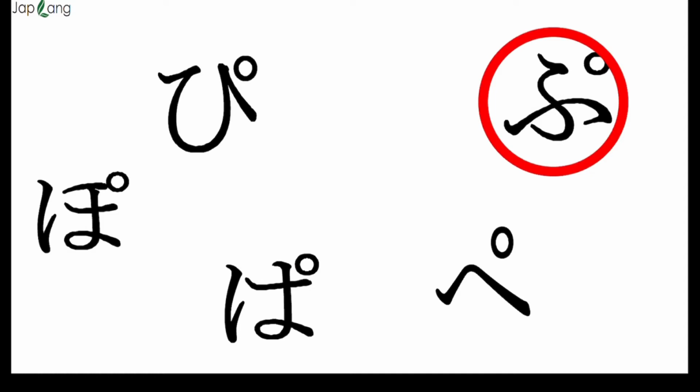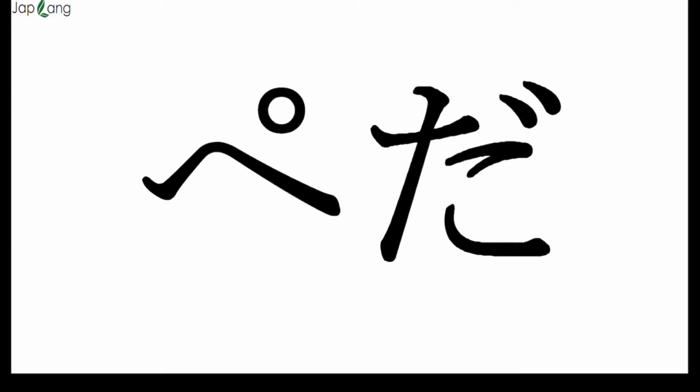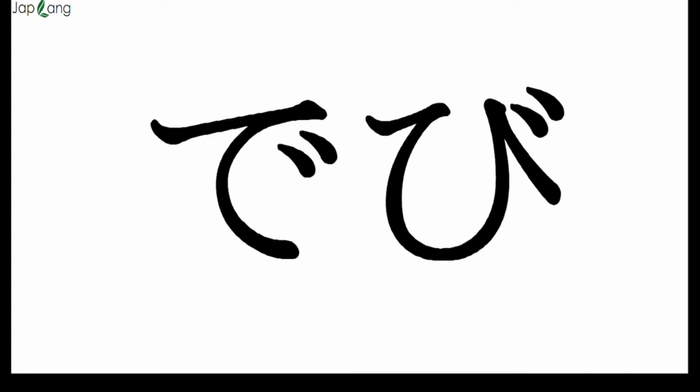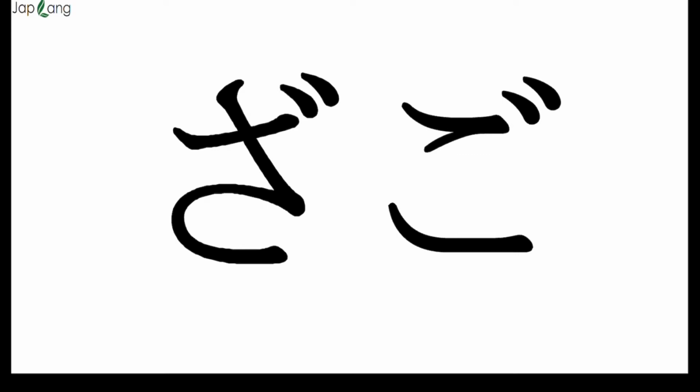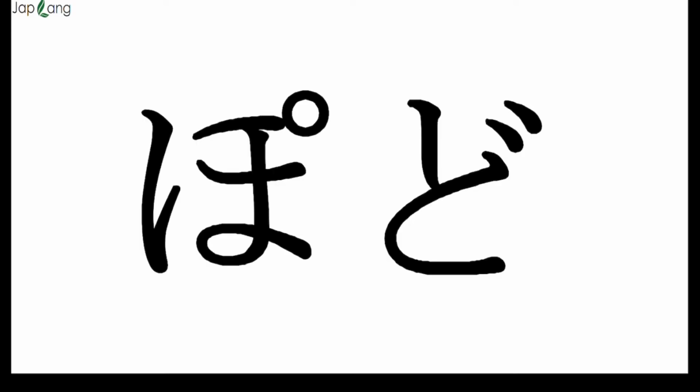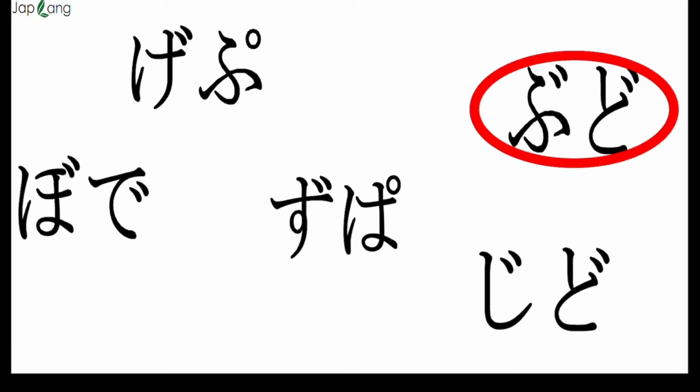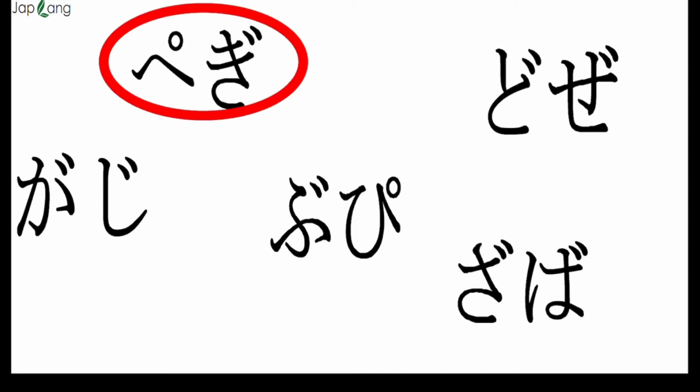That's a Pu. Okay, now we will try to combine two alphabets. So this will be Peda, this will be Boju, this will be Ga, Pa, this will be De, Bi, Ja, Go, Po, Do. Alright, now we are there. Which letter is this? Can you just read it please? This is Da and Jo. Okay, Da, Jo. This is Bu, Do, Budo. This is Pe, Gi, Pegi.